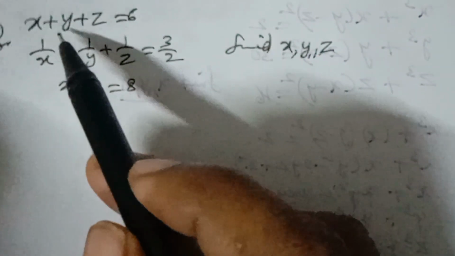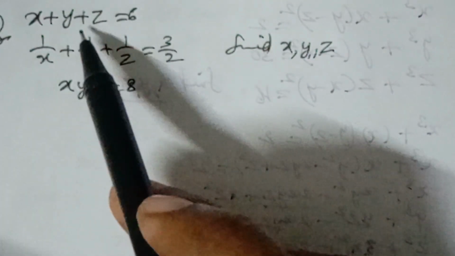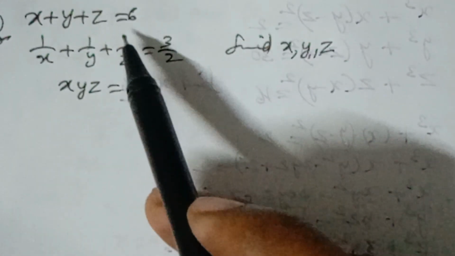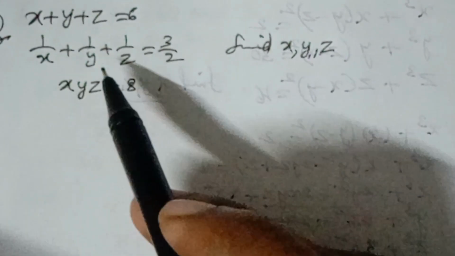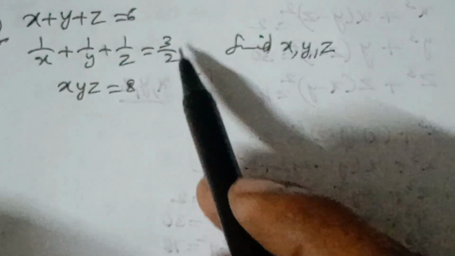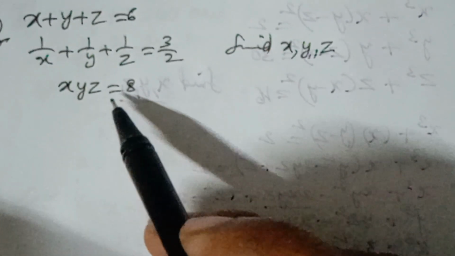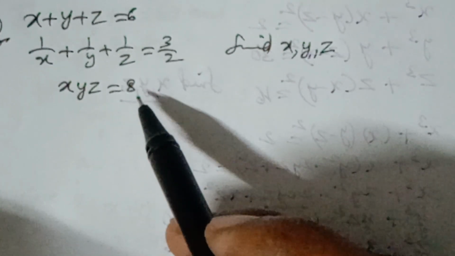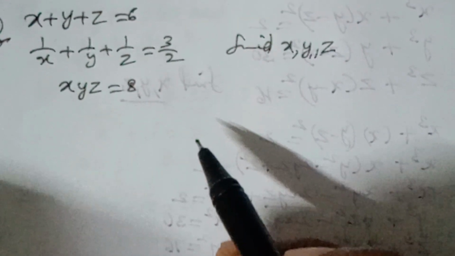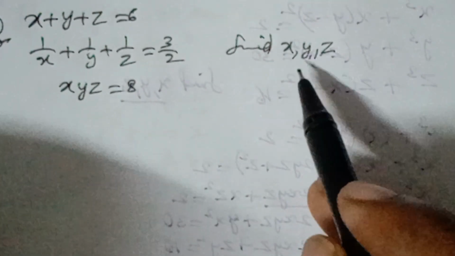Welcome to AyaansMath. The question is: given x + y + z = 6, 1/x + 1/y + 1/z = 3/2, and xyz = 8, you have to find the values of x, y, z.